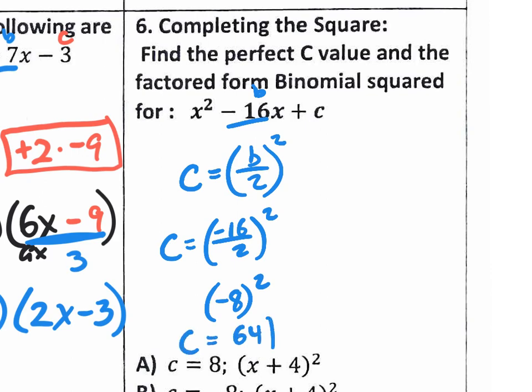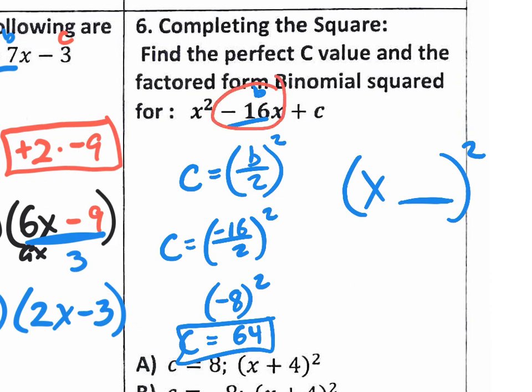So the perfect C value is 64, but they also want us to find the binomial squared. I hope we remember to find the binomial squared, you have x, and then what belongs in here with x? Anybody? Half of this value, half of the B value. So half of negative 16 is negative 8. What am I saying? Negative 8.